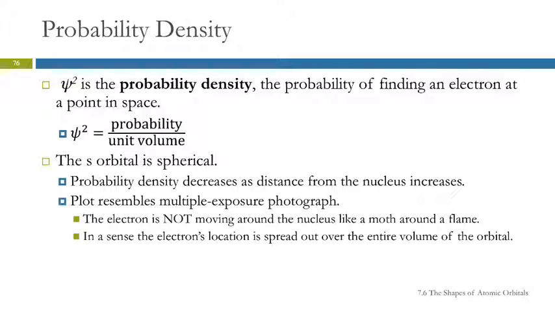In a sense, the electron's location is spread out over the entire volume of the orbital, because remember, it's a wave also, and waves can occupy lots of space. And yet if you touch the wave, like a wave on a string, you touch it, it freezes, right? And then it's not a wave anymore. That's kind of how electrons are.